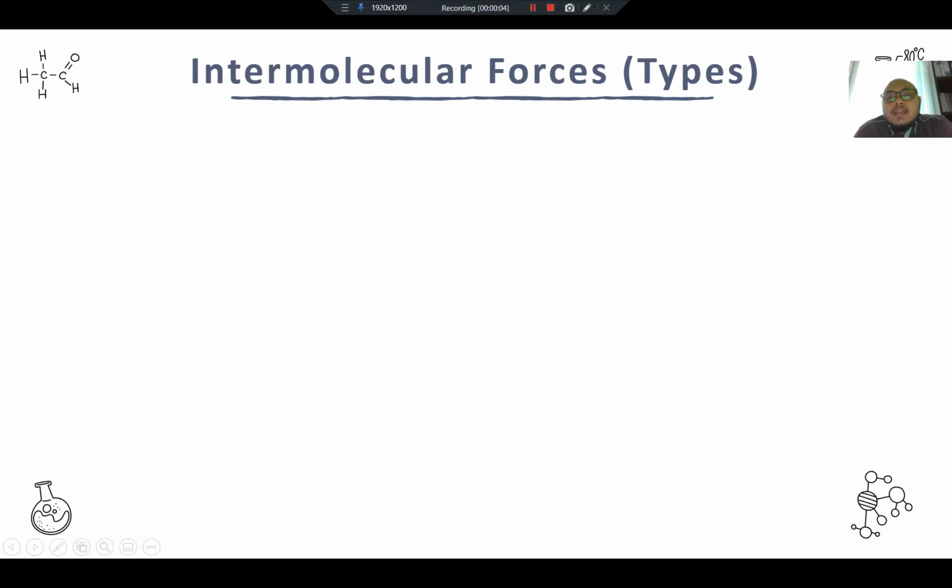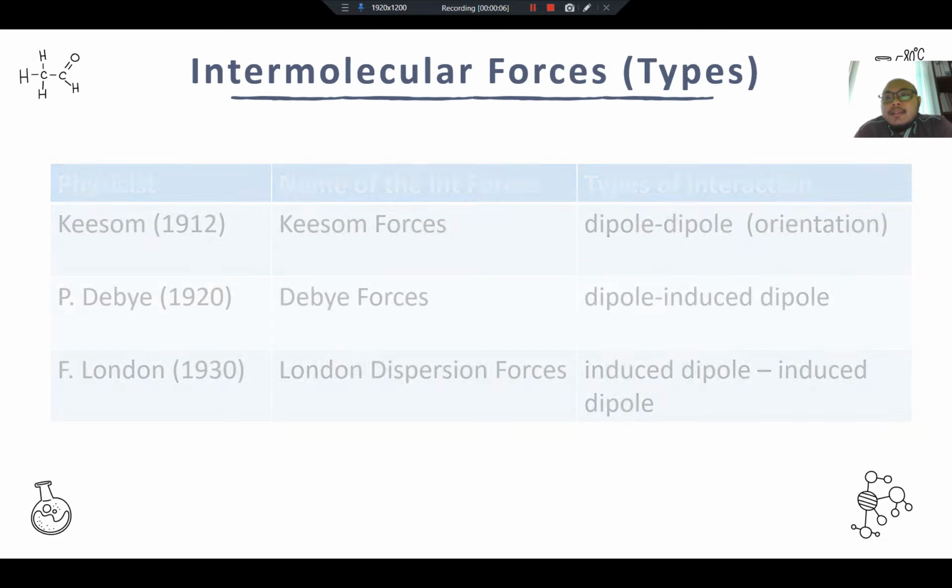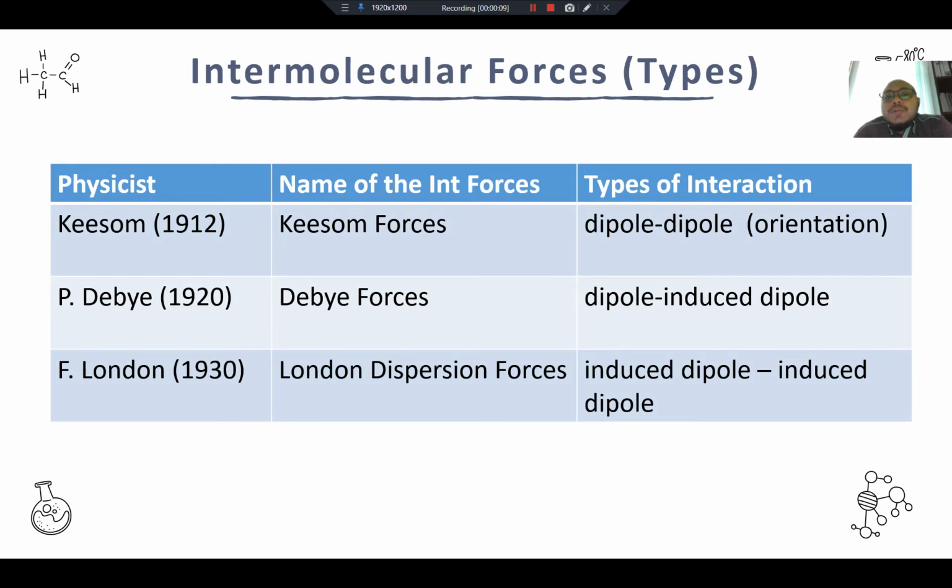Okay, the next one is the types of intermolecular forces. For the interaction between molecules, there are three major types of intermolecular forces. We have Keesom forces, Debye forces, and also London forces, or London dispersion forces. Sometimes you may know them more commonly as, for example, dipole-dipole interaction, dipole-induced dipole interaction, or induced dipole interaction.